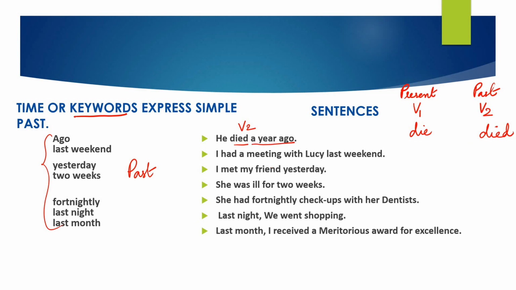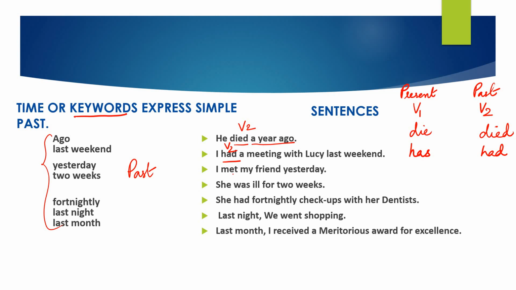I had a meeting with Lucy last weekend. Last weekend denotes the action happened in the past. Had is the V2 form of the verb. In present, we say has. In past, it becomes had. So what is the past tense form of has? Had. I met my friend yesterday.